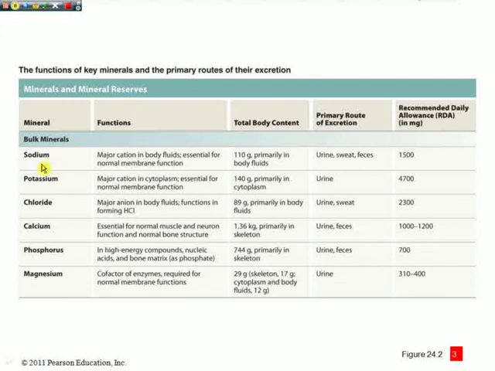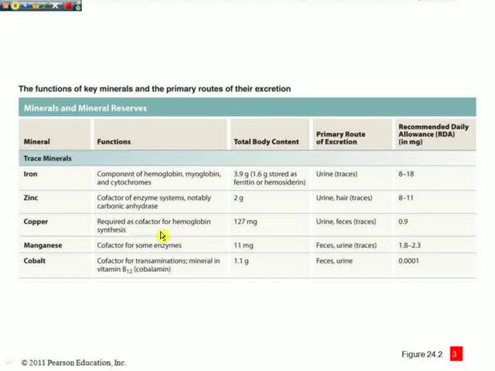Sodium is one that your body uses a lot. As you remember from our talk about nerve conduction, the way muscles work, the sodium at the motor end plate. Sodium is a major neurotransmitter. Next is potassium, then chloride, calcium, phosphorus, magnesium, and their function is here in the second column. And then the trace minerals are listed here: iron, zinc, copper, manganese, cobalt.